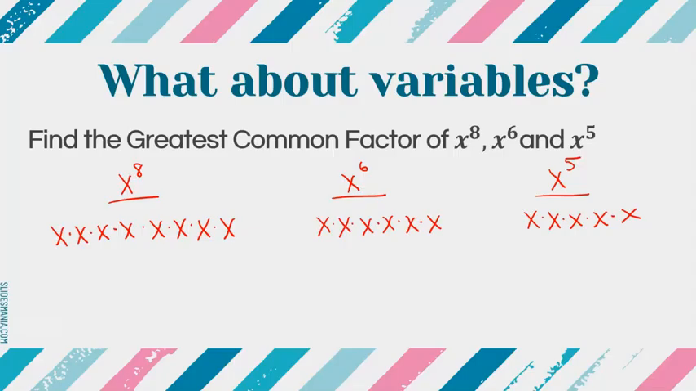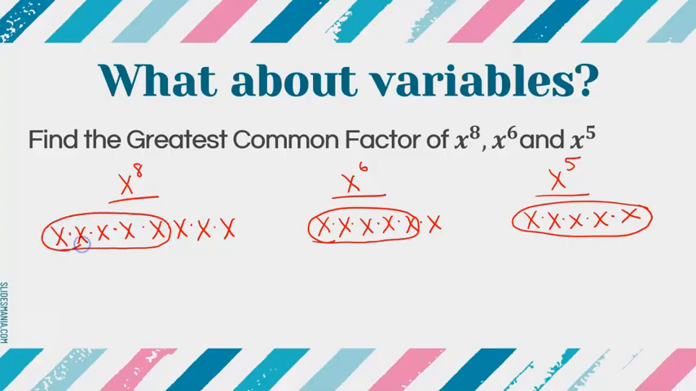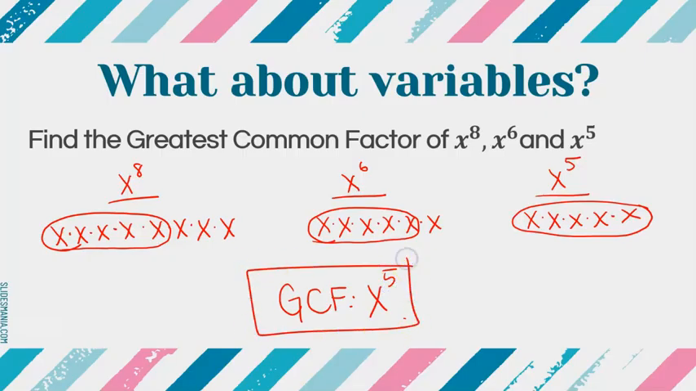Now, this is more similar to when we were looking at shapes. What do they have in common? What is the most number of x's that they all have? Well, this one has 5 x's, this one has 5 x's, and this one has 5 x's. I could not say they all have 6 x's in common because the last one doesn't have it. So in this case, our GCF would be x to the 5th. That is the most x's that they all have in common.